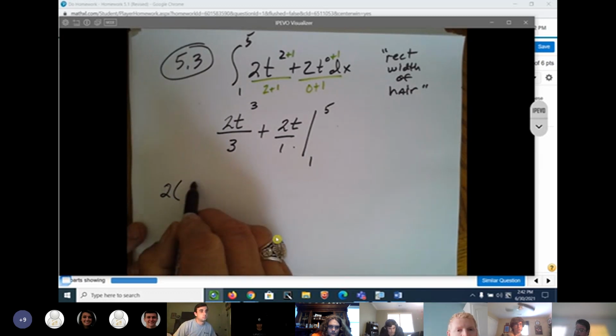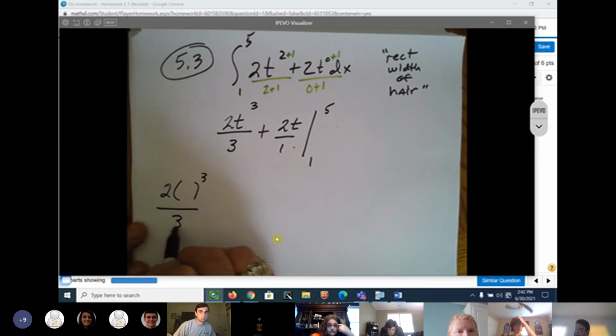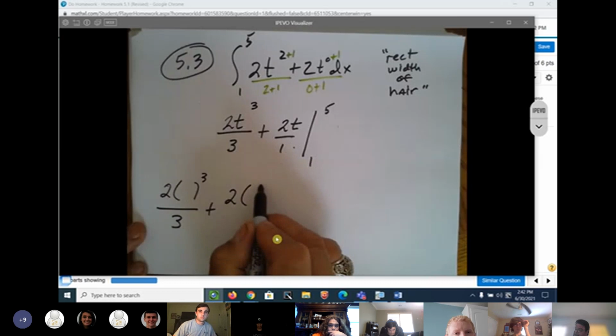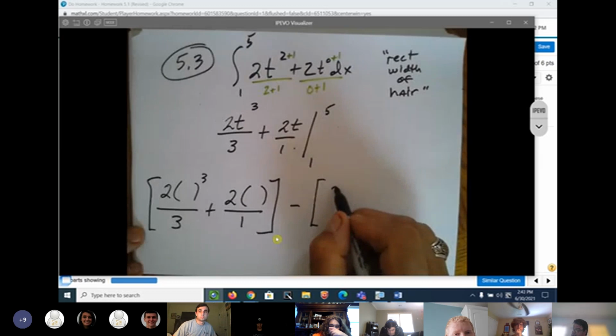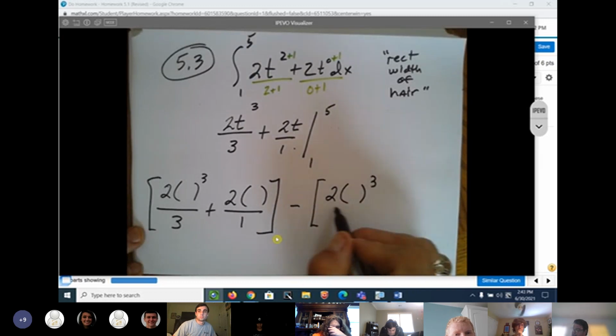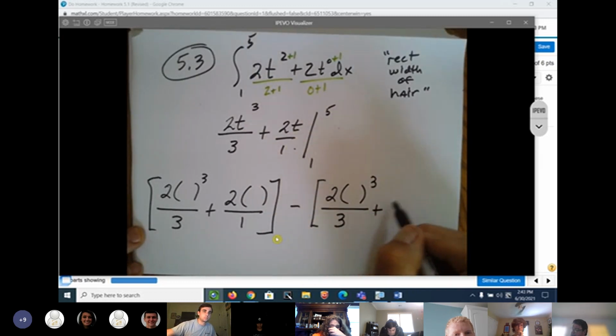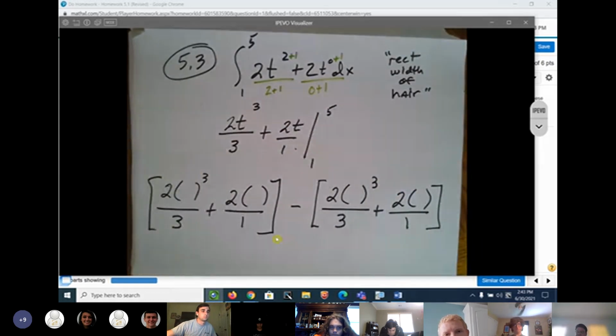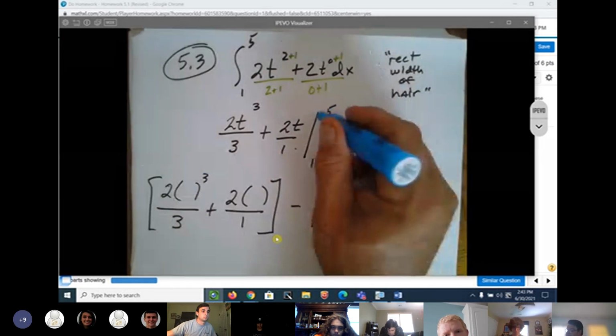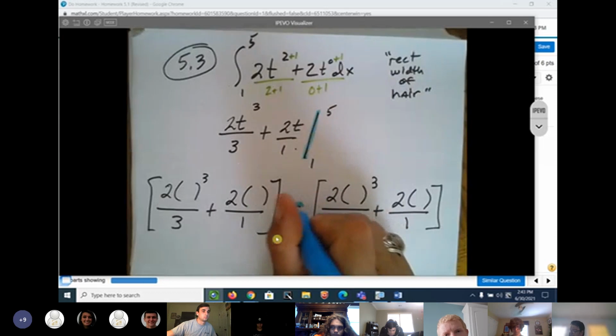So 2 parentheses to the third over 3 plus 2 parentheses over 1, minus 2 parentheses cubed over 3 plus 2 parentheses over 1. And you don't have to have that 1. I just put it there. So I'll go ahead and cut you off right there. You don't have to have the 1 right there. That means subtraction.